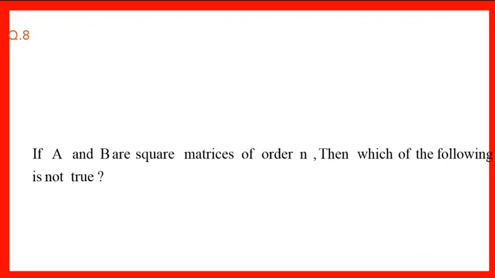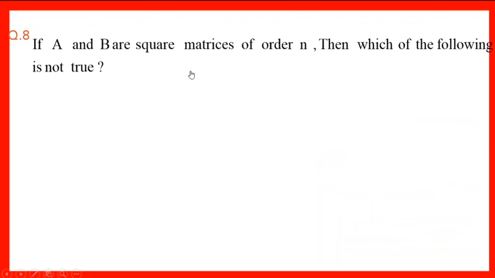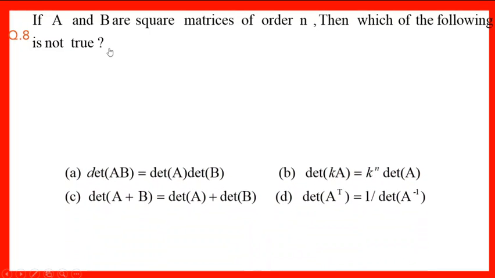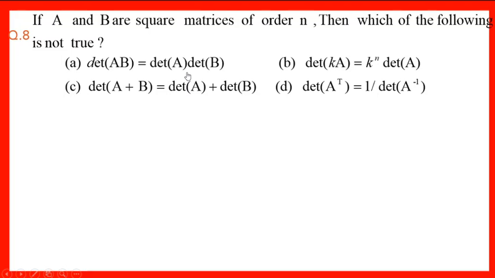Question number 8 is, let A and B be square matrices of order n, then which of the following is not true? So we'll have to find out which is not true in this case. So these are the options given. Again, to get the answer for this, you will need the concept of determinant. For that you have to watch the video on determinant and Cramer's rule.